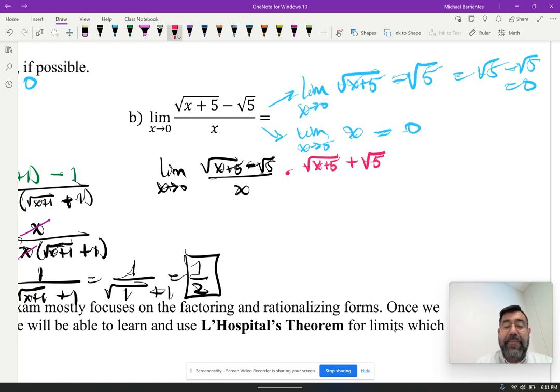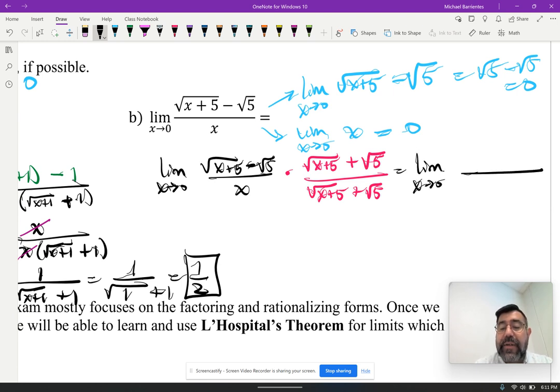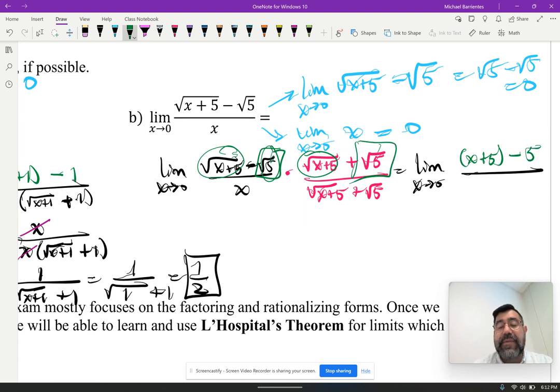And if I do it on top, I have to do it on the bottom. We have to keep it balanced so that the limit value does not change. Why do we multiply by the conjugate? Because when you multiply the numerator, this times this, you're just going to get x plus 5. And when you multiply this times this, you're just going to get 5 that you're subtracting, because minus square root of 5 times positive square root of 5 is minus 5.